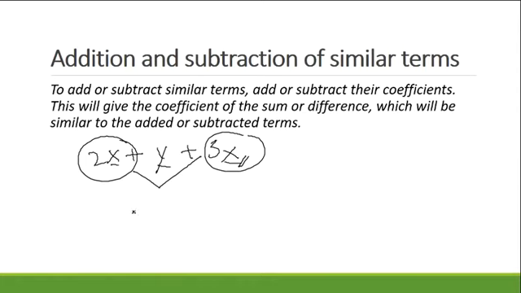sasagutan. So, let's add 2x and 3x. So, to add similar terms, all we need to do is simply copy the variable x. Kakopy lang natin yan. Copy. Kasi parehas sila. And add the coefficients. 2 plus 3 is 5. Tapos, copy na lang yung y plus y. So, yan yung sagot. How about this one?